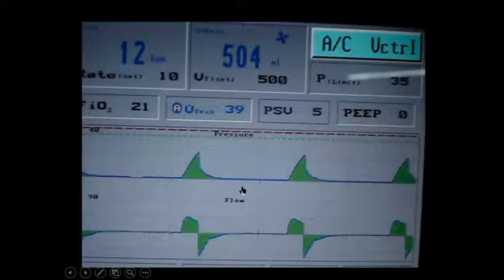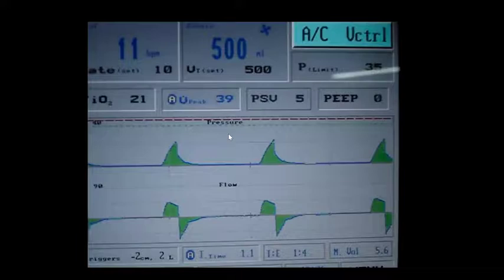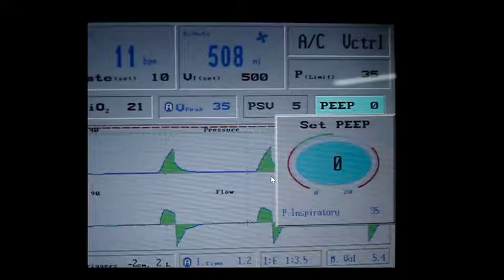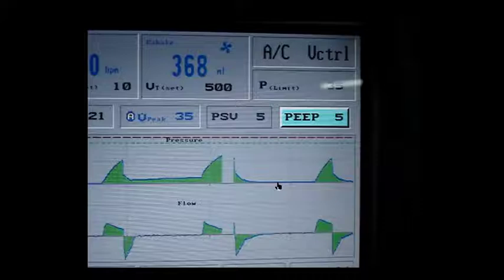Now let's see. This is set the flow and the pressure. The pressure is generating the flow, and you see this comes to the baseline. Now we have set a PEEP, and you see the baseline is increasing. That means if I stop over here, the baseline was at zero, and when you have incorporated 5 PEEP, the baseline has increased to the height of 5. So this is how, whenever you set and you have the graph with you, you can understand what you are setting.